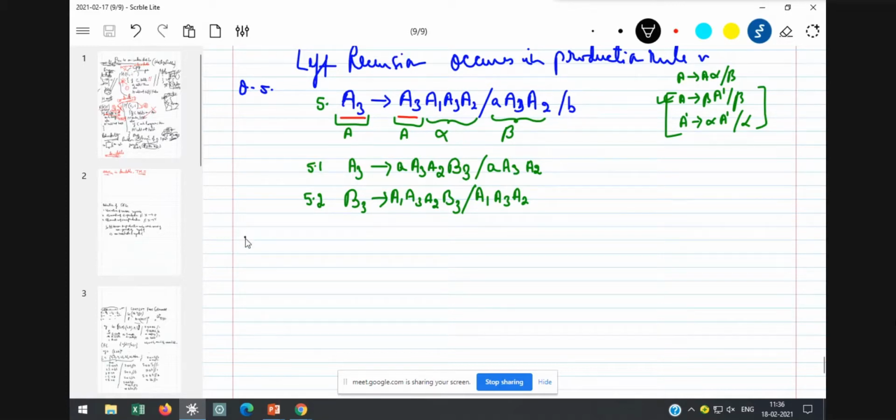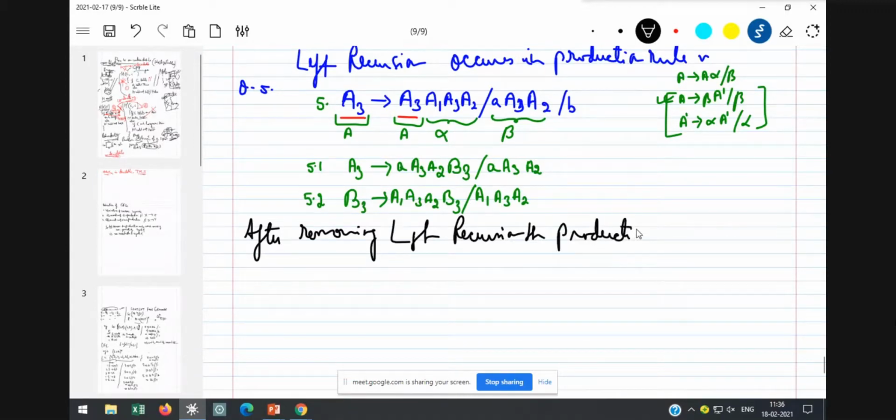Okay. Now, after removing left recursion, the production rules to be considered are 1, 2, 5.1, and 5.2.